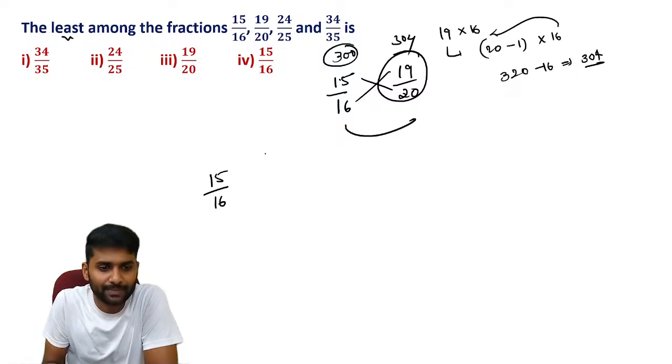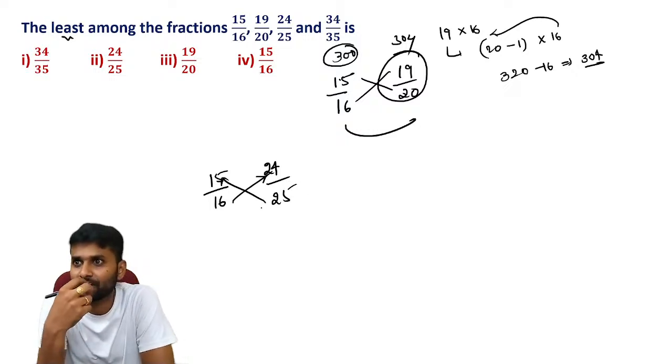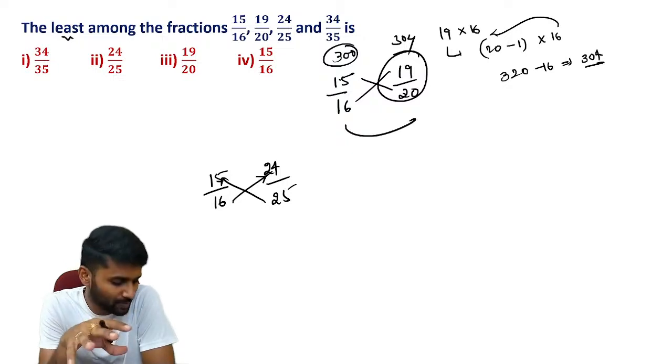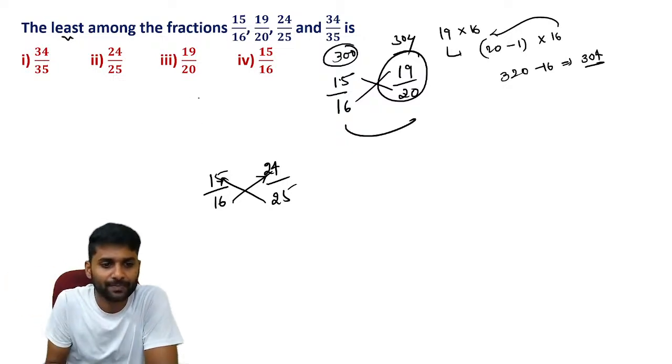Let's go through the other comparison. 19/20, we are done. Next one, 24/25. So 25 into 15, 16 into 24. If you cross multiply them, then you will get the highest value. Now 25 is multiplied with 15. 15 into 5 is 75. 15 into 2 is 30, plus 7 is 375.